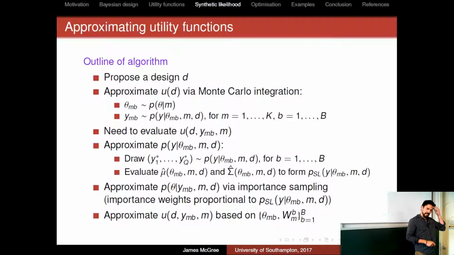So this is a bit of an outline. It's meant to demonstrate that we're not really talking about anything too complicated. We're just doing importance sampling where we've approximated the likelihood via a synthetic likelihood approach.